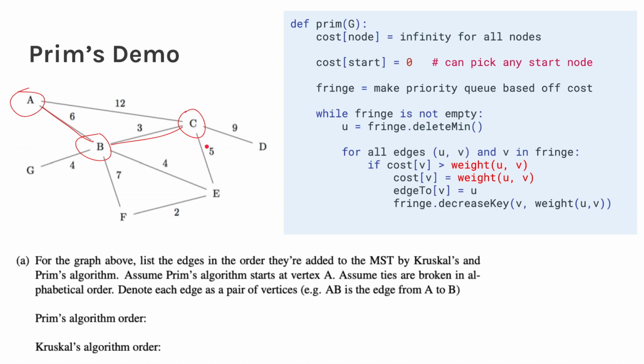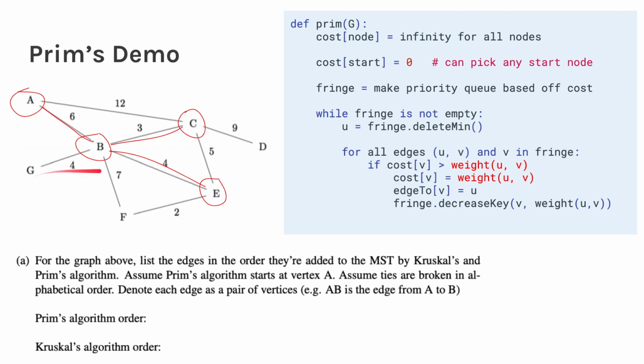Okay, so now we can look at all the edges coming from this tree, which is now C to D, C to E, B to E, B to F, B to G. We're not going to consider A to C because that would create a cycle, so we disregard that. And okay, now we see it could be either B to G or B to E. Both of them have a value of 4. Since it says assume ties are broken in alphabetical order, E comes before G, so I'm going to add B to E.